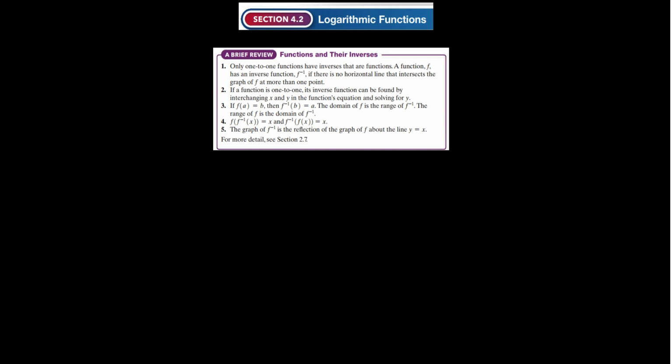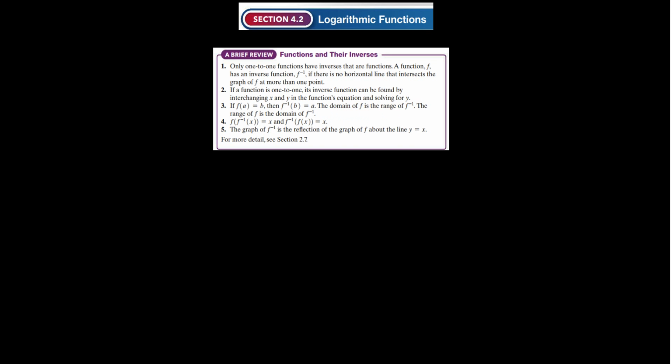Number two, if a function is one-to-one, its inverse function can be found by interchanging x and y in the function's equation and solving for y. That little four-step algorithm that we did to find the inverse function. Three, if f of a is equal to b, then f inverse of b is equal to a. The domain of f is the range of f inverse, and the range of f is the domain of f inverse.